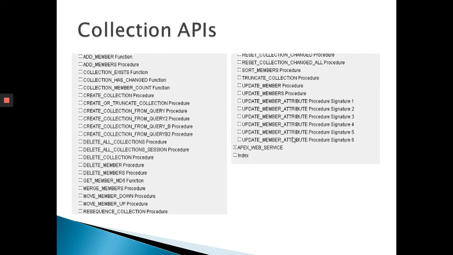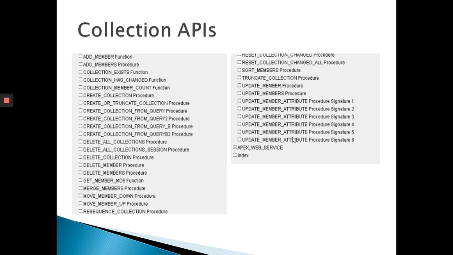So apart from these APIs, there are lots of other APIs that you can use while working with collections, like collection_exists, add_members that we have seen, collection_has_changed, collection_member_count, truncate_collection, create_collection, create_or_truncate_collection, create a collection from a query.